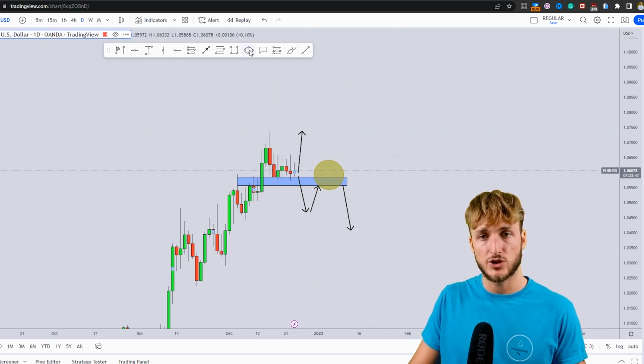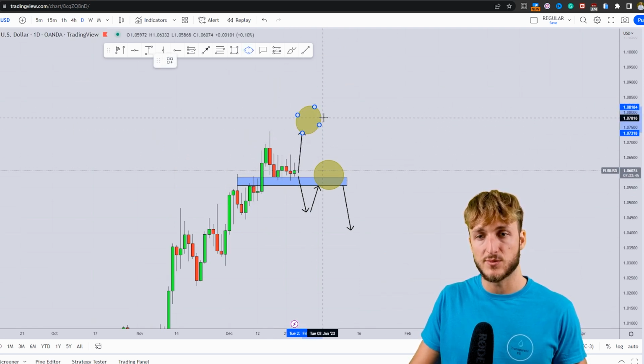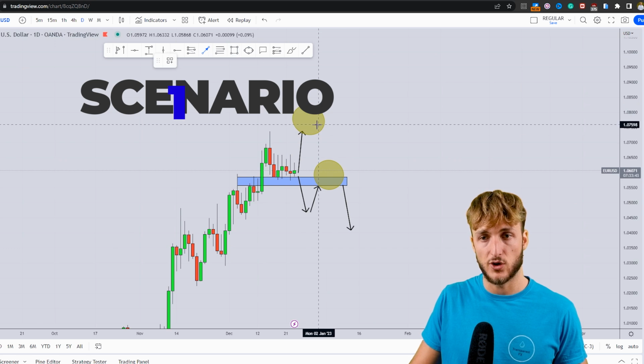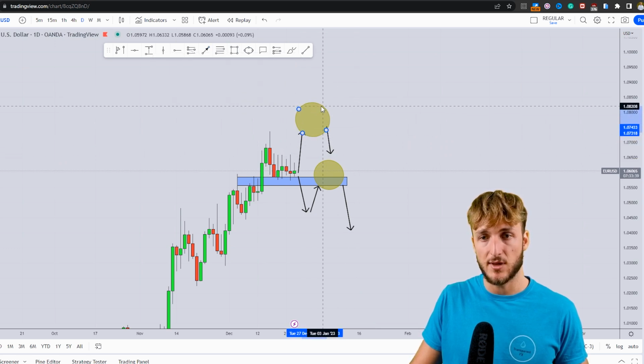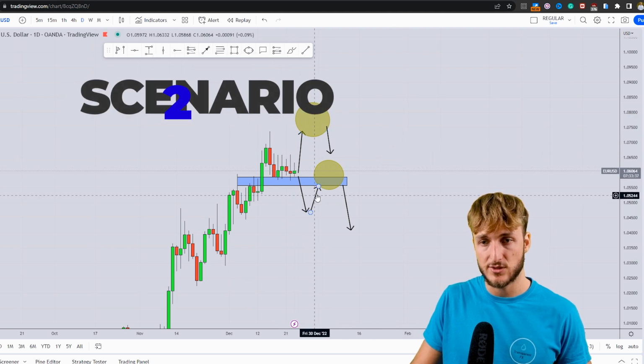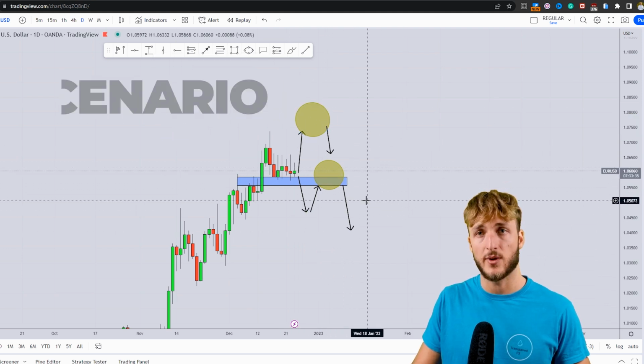So if we get a rejection higher, we would expect a rejection to the downside for the completion of the W formation at the neckline. But at the same time, if the market from here creates a move to the downside, we would expect a retest and anyway a move to the downside.